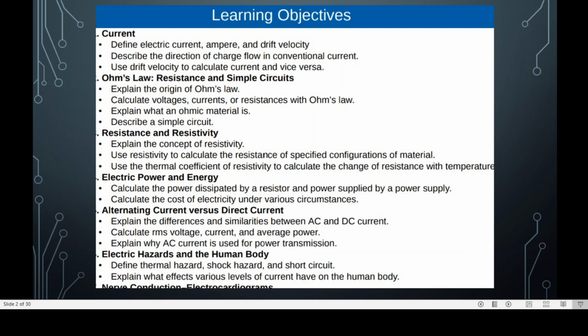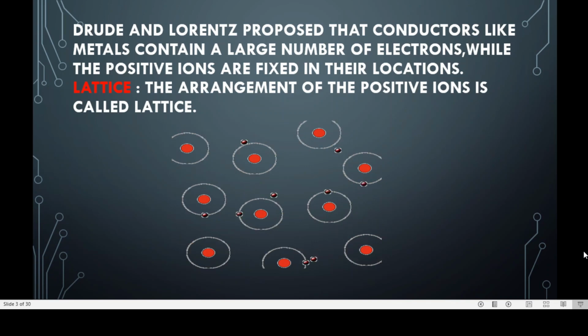Drude and Lorentz, these are the scientists of the 19th century, proposed that conductors like metals contain a large number of free electrons, while the positive ions are fixed in their locations. The arrangement of the positive ions is called lattice. In this diagram, the red spots, the positive ions, are fixed in their locations. And we also observe that some black dots are randomly distributed. These dots are nothing but negatively charged electrons.